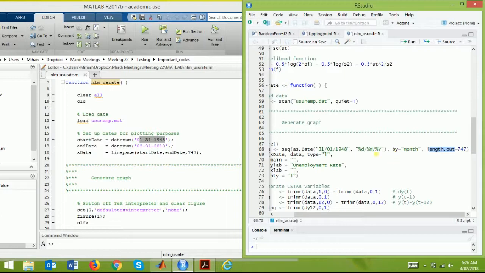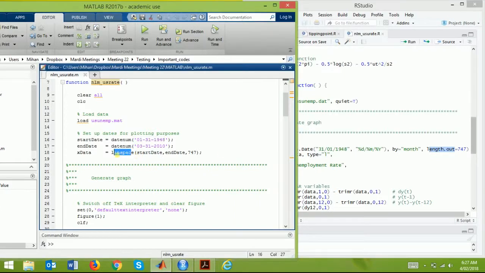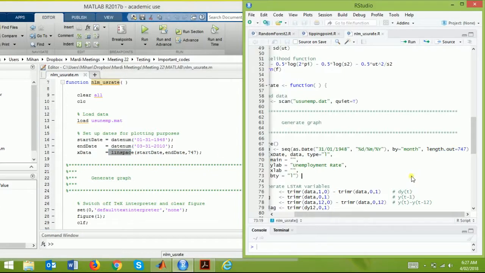So you're saying start as.Date, and by, you're saying plot it by month. So take 30 days continuously and plot it by month, but in MATLAB I couldn't specify that. Length.out is the line spacing. So length.out, I repeat, is equal to linear spacing 747. So this is the as.Date function, the sequence function, that will give you this.